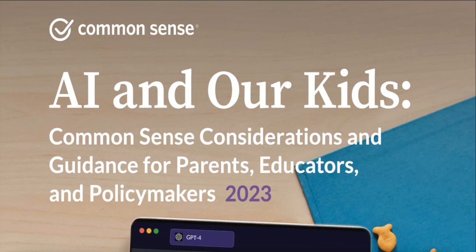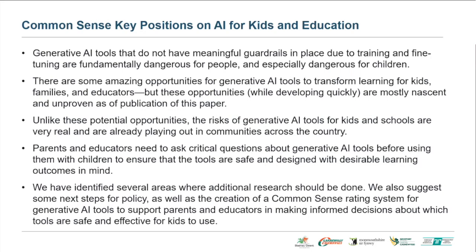But before we then start to consider AI, Common Sense Education put this report out last year, AI and our kids, their considerations and guidance for parents, educators and policymakers. And I won't read through all of these here, but here are some of the key points and the key positions that Common Sense identified. Some of the things I think that are really important to think about is that generative AI tools can be a dangerous tool for people, and particularly children, to use. They do provide amazing opportunities to transform learning, but they will come with certain risks.